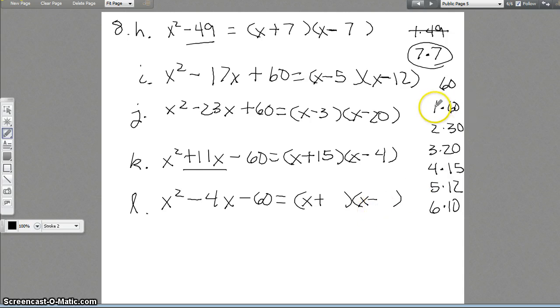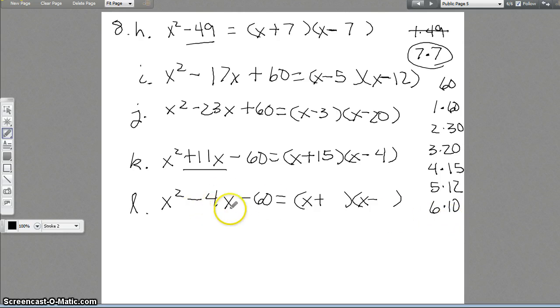So 60 minus 1 is 59. That doesn't work. 30 minus 2 is 28. That doesn't work. 20 minus 3 is 17. That doesn't work. 15 minus 4 is 11. We already used that one. 12 minus 5 is 7, which does not work. 10 minus 6 is 4. Okay, so 6 and 10 is the pair that we need.